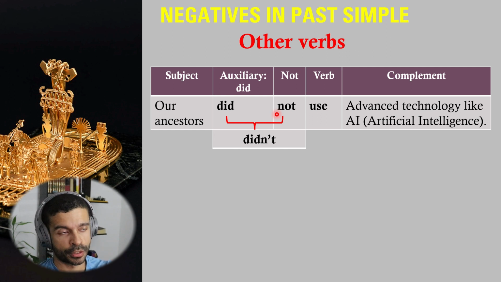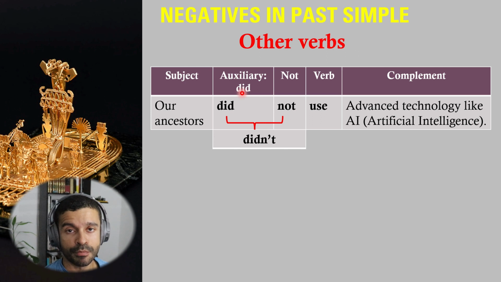When we use different verbs, we need to add an auxiliary, which is did. Did is the past of the auxiliary do or does that we used in present simple. Again, if you haven't watched the series on present simple, I suggest you do. I'm leaving it in the description. But here we have did, which is the past of do and does, plus not. And the abbreviation is didn't. So our ancestors didn't use advanced technology like AI.